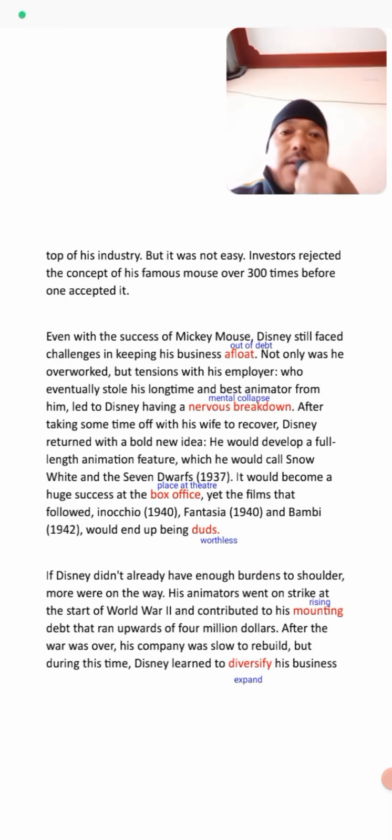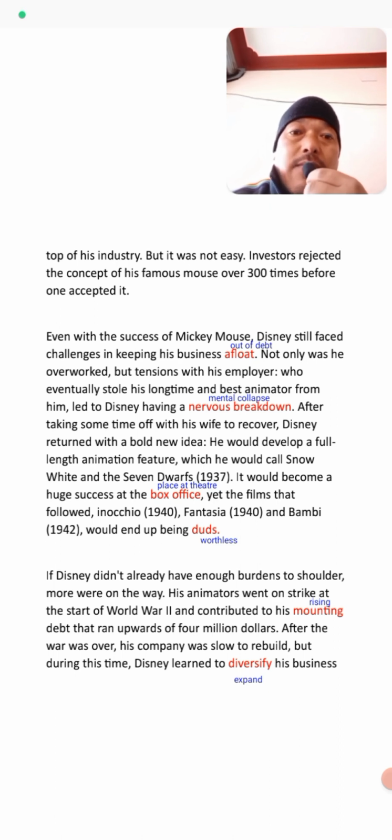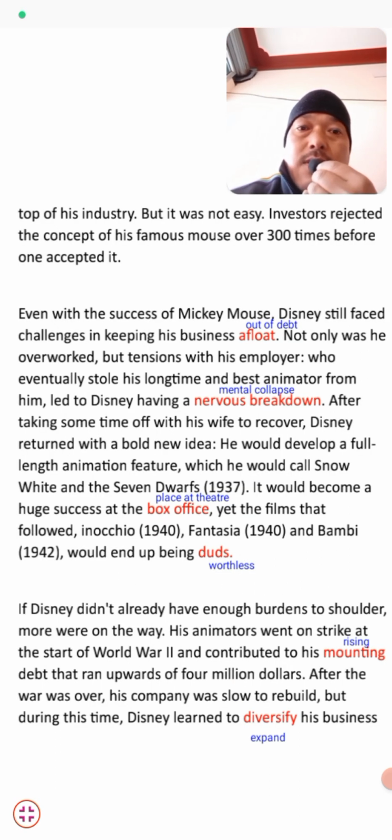It got to the top of the industry, but it was not easy. Investors rejected the concept of his famous mouse over 300 times before one accepted it. Even with the success of Mickey Mouse, Disney still faced challenges in keeping his business afloat and out of debt.